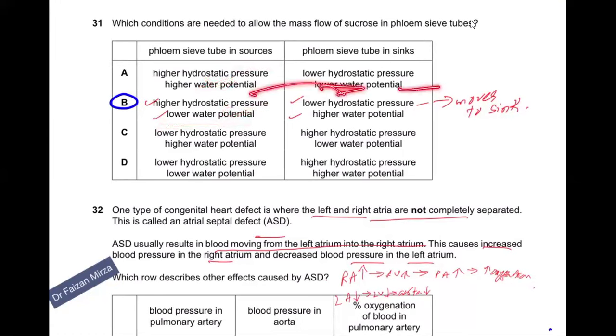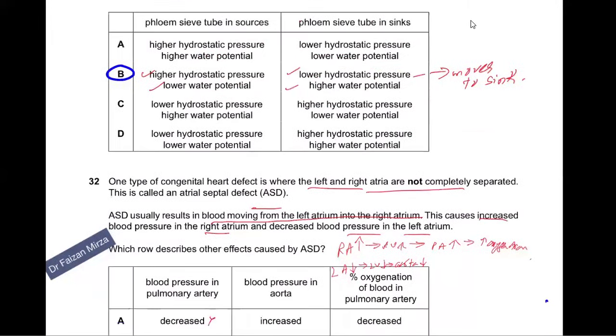But when we move to sinks, in sinks we know there is a lower hydrostatic pressure because the quantity of the substances decreases as they are moving to the sink, and the water potential stays high because then the water starts to move into the surrounding cells.